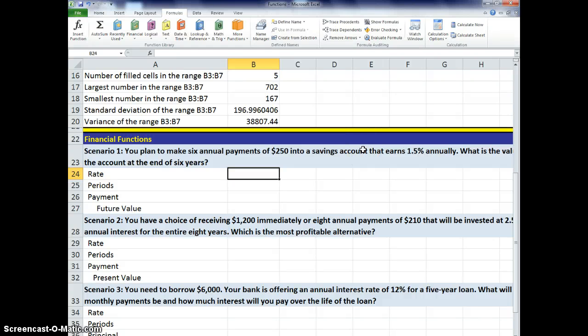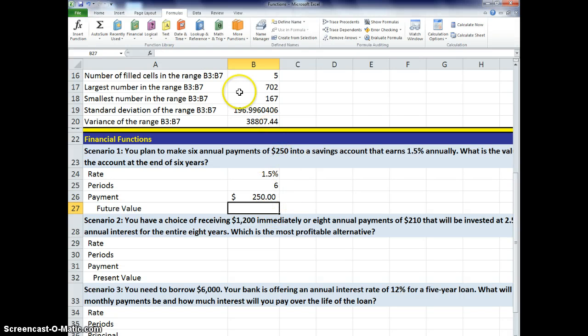So, right, Adrian. Right, Miss Jackson. Okay. So what's our rate? 1.5%. They fixed the percent for us. They gave us the hookup. Love that textbook. Pacemark, by the way. Periods. 6 periods. Payment. 250. What is the future value?